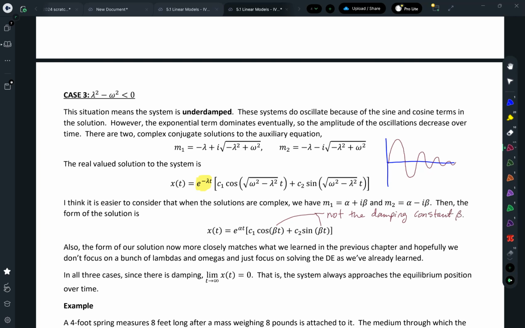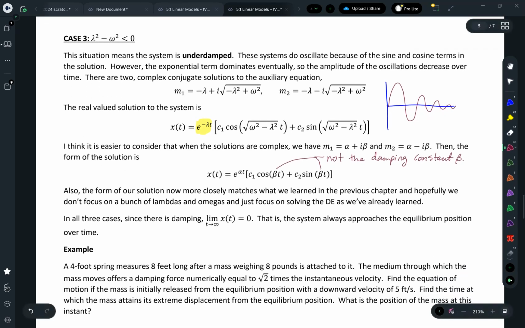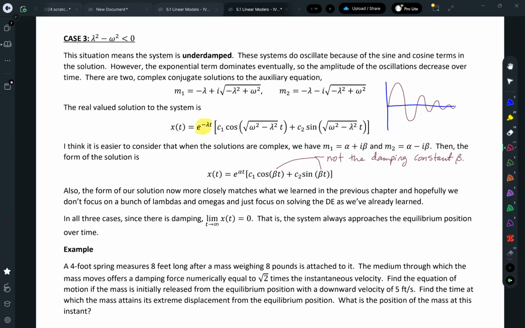Okay. So also the form of our solution now more closely matches what we learned in the previous chapter. And that's what I like about going back to what we know instead of adding more complexity to a problem that might already feel a little complex just because it's new. But the solving techniques are not new, okay? So in all 3 cases, since there is damping, as t goes to infinity, x of t will go to 0. So the system always approaches the equilibrium position over time.